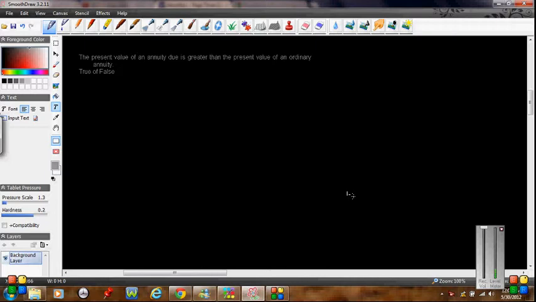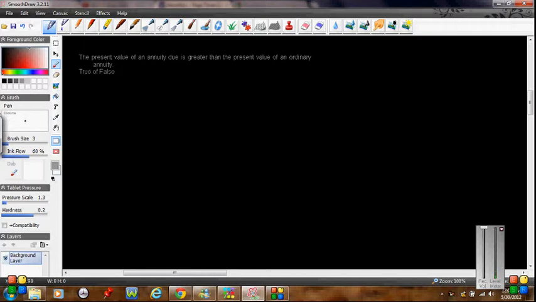So, the present value of an annuity due is greater than the present value of an ordinary annuity. Okay, and it's asking us if this is true or false. So, let's write down the formulas because this is more of a conceptual question than a solving question.